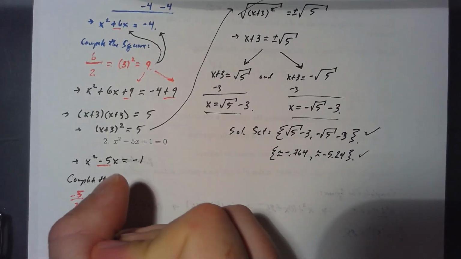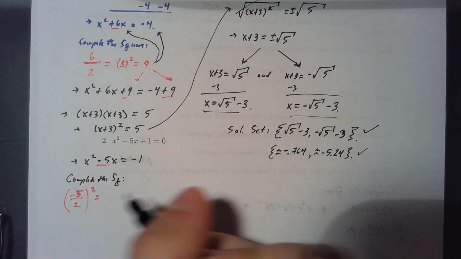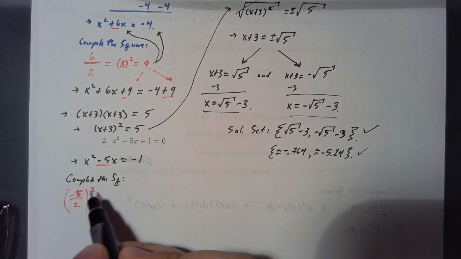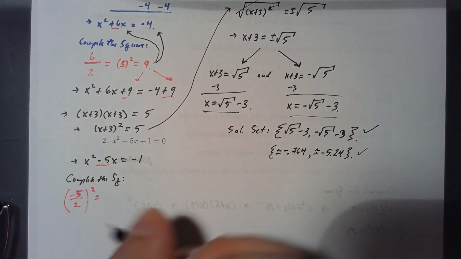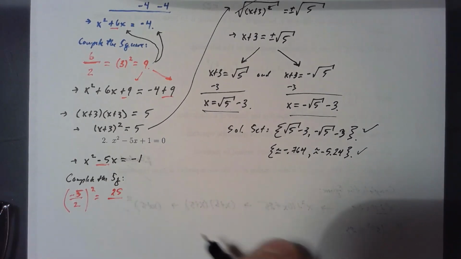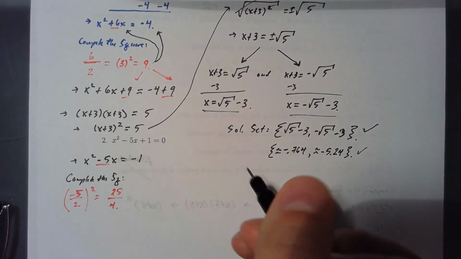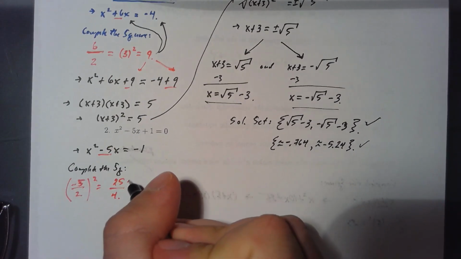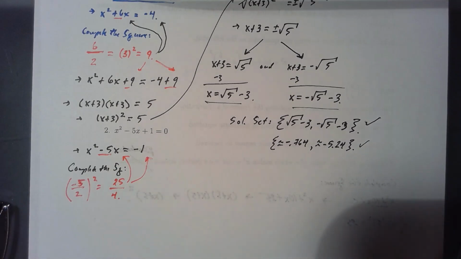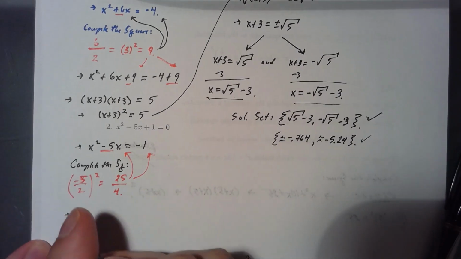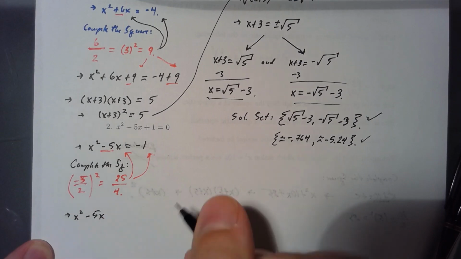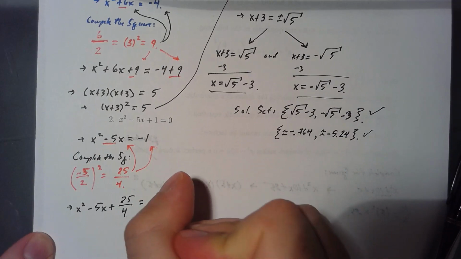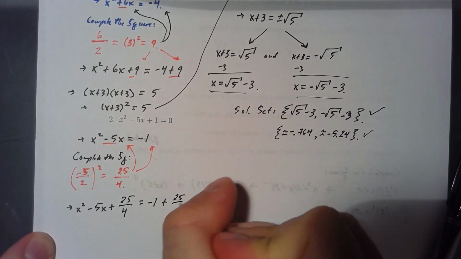Now what you're going to do is square this as well. I don't have the benefit of getting a nice number when you divide this by 2. You're going to have a fraction. So when you square this, negative 5 squared is 25, and over 2 squared, which is 4. So this is the value that you're going to add to both sides of your equation. So you're going to get x squared minus 5x plus 25 over 4 equals negative 1 plus 25 over 4.